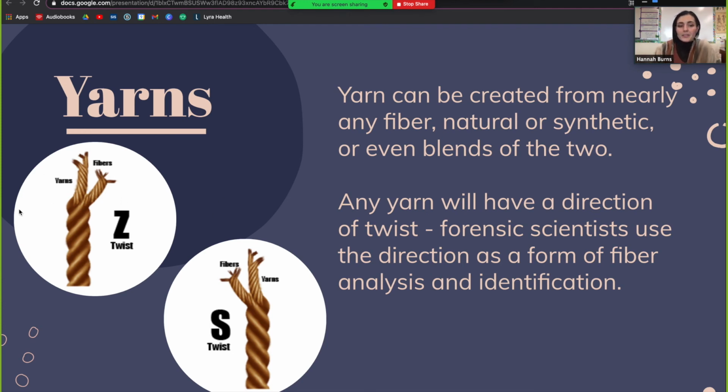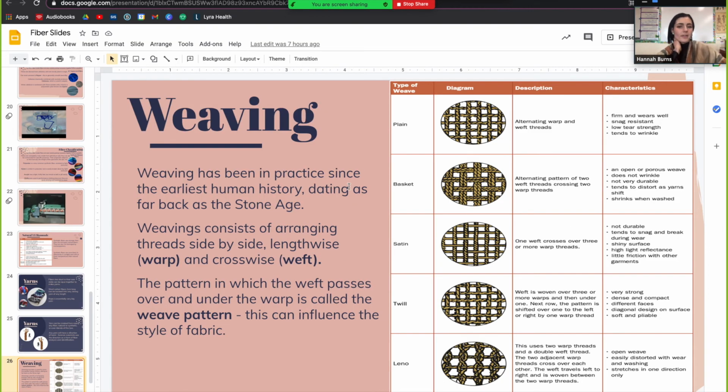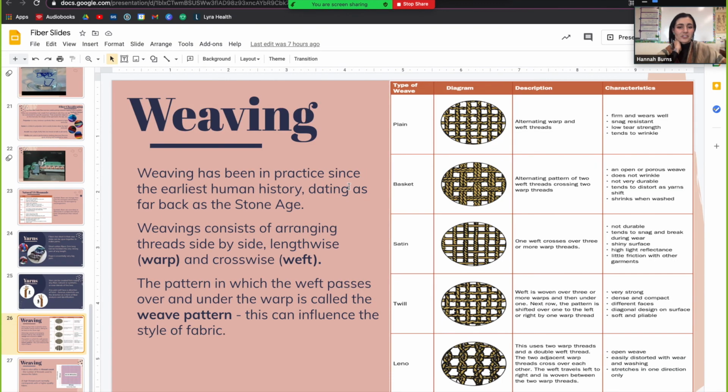So looking at the twist direction, you can see here there's a Z twist or an S twist, and if you look at the larger yarn, then you can see the individual fibers that are all spun around in order to make those larger strands of yarn. Well, I'm not sure why this one isn't loading, so we're gonna have to just look at it this way.